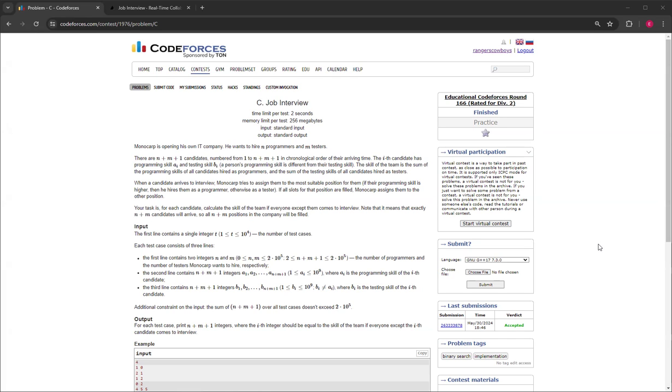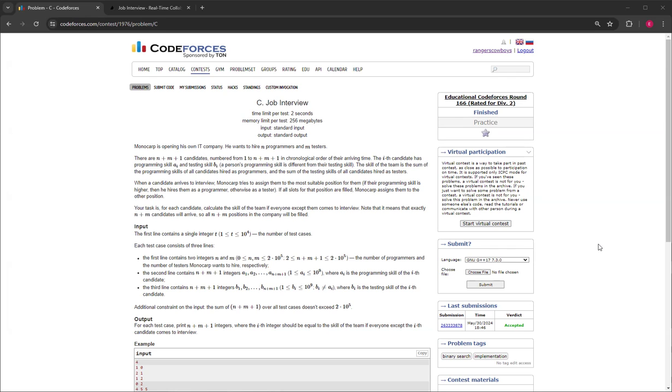And there are N plus M plus 1 candidates, which means that one won't be able to get a job. They are numbered from 1 to N plus M plus 1 in chronological order of their arrival time. The ith candidate has programming skill A of I and testing skill B of I, and it's guaranteed that A of I is not equal to B of I. The skill of the team is the sum of the programming skills of all candidates hired as programmers and the sum of the testing skills of all candidates hired as testers.